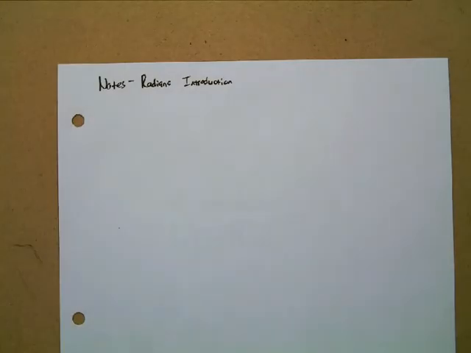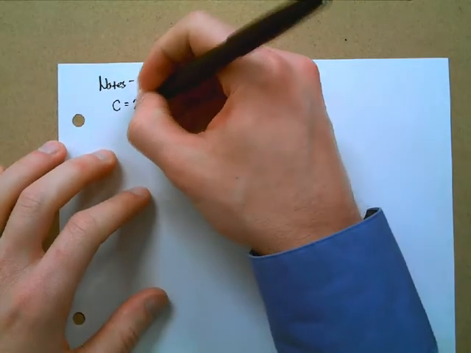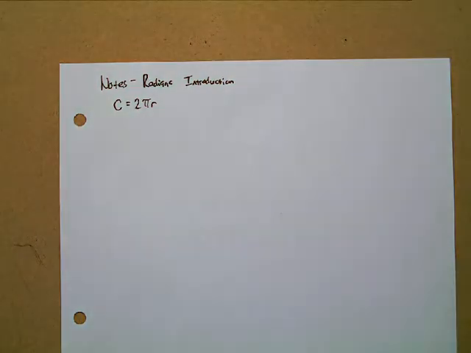And the way I like to introduce radians is straight from the idea of the circumference of a circle equaling 2 times pi times the radius. Okay? 2 times pi times the radius. So the circumference is one way we measure going around the outside of a circle. But you can also measure going around a circle using degrees as well. How many degrees does it take to go around the outside of a circle?